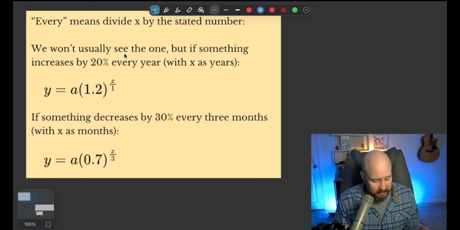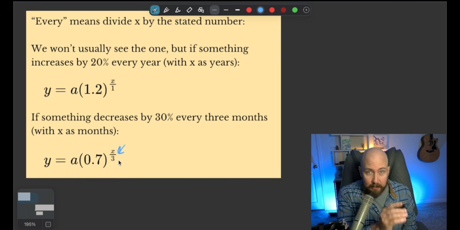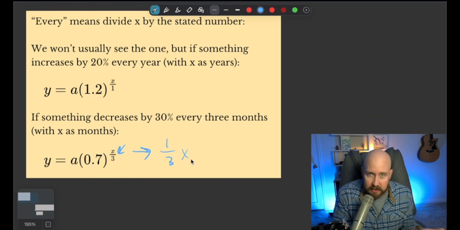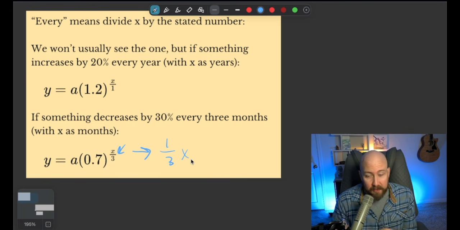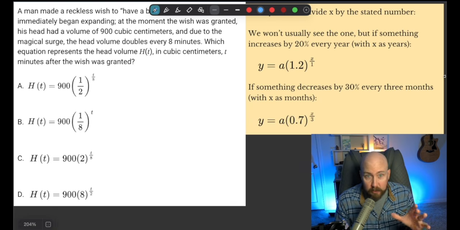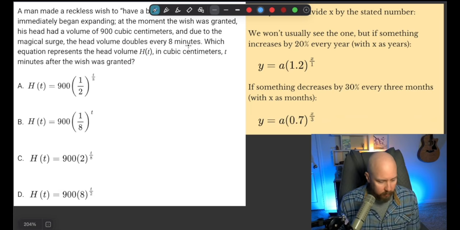What we will actually see is something like this, where something decreases by 30% every 3 months. Then we would need to have x divided by 3, or sometimes rarely you'll see 1 over 3 times x, which is the same thing as x divided by 3, right? So this is a trap that the SAT tries to throw at you, but I don't want you to get confused by it.